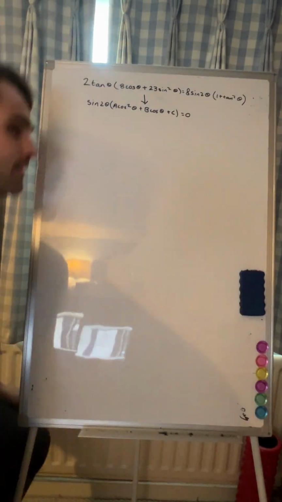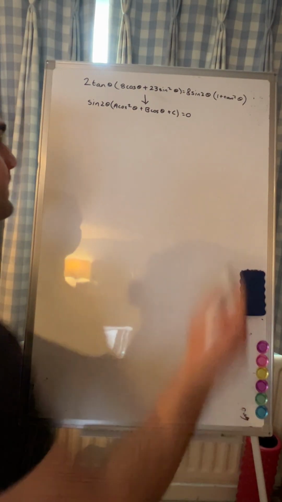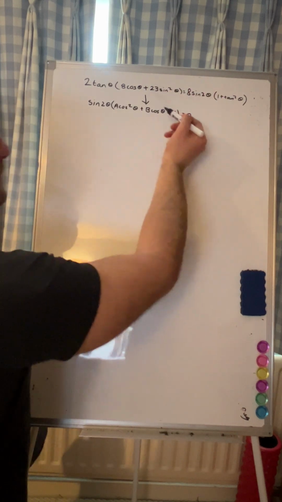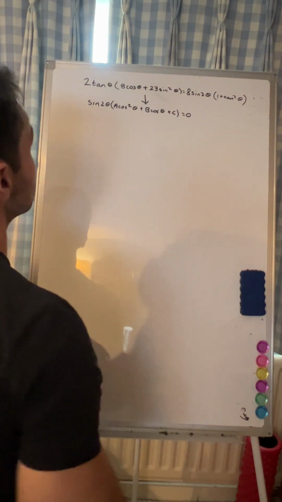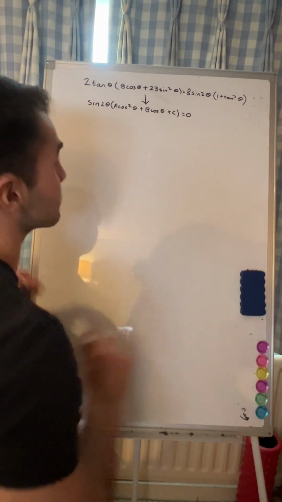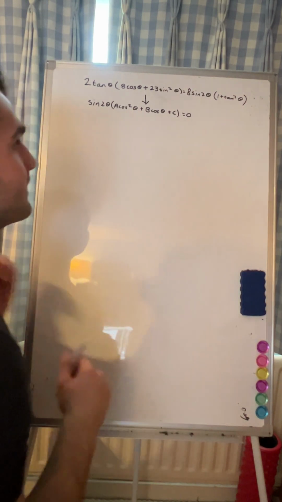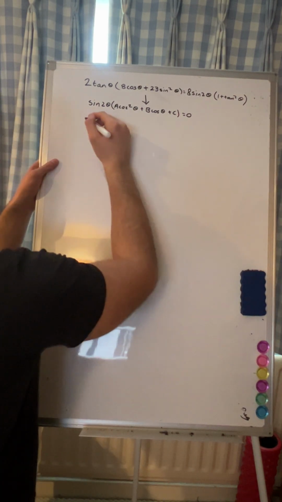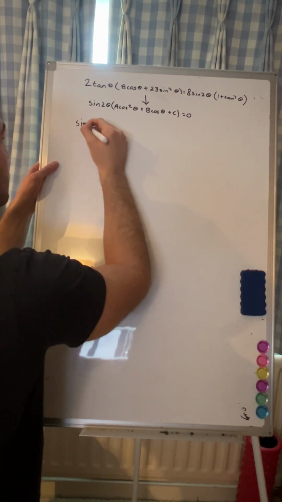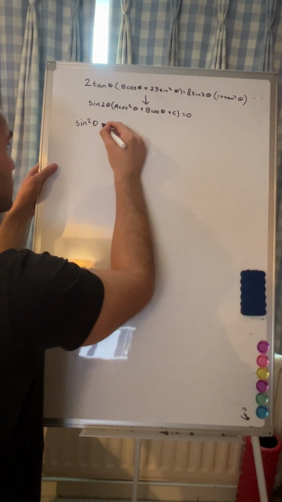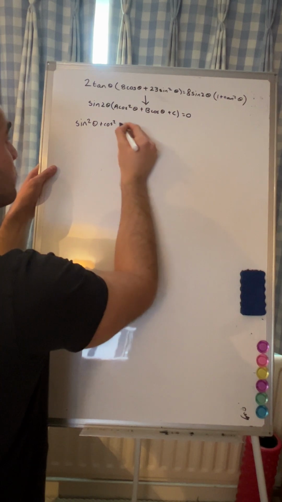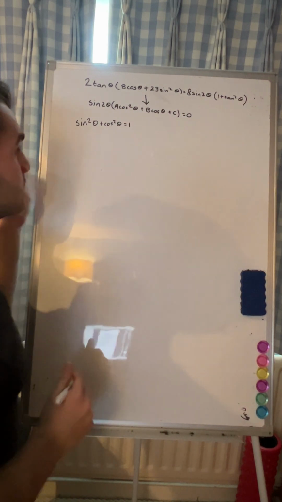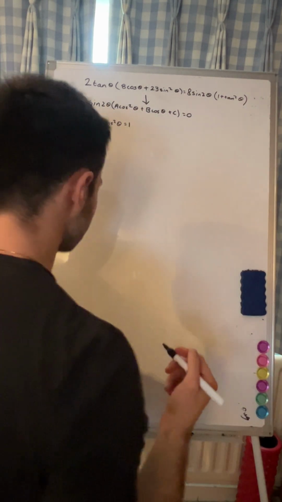Right. So today we're trying to get this into this form. The first thing I'm looking at is this guy over here, because it kind of reminds me of an identity. So if you look at sine squared theta plus cos squared theta equals 1, which is given.